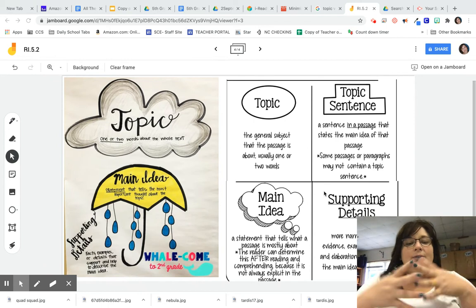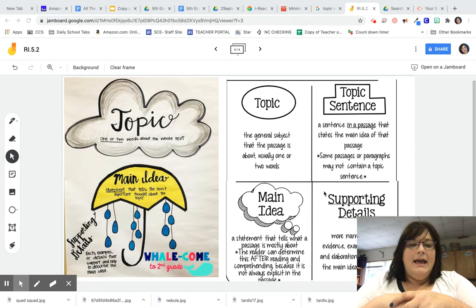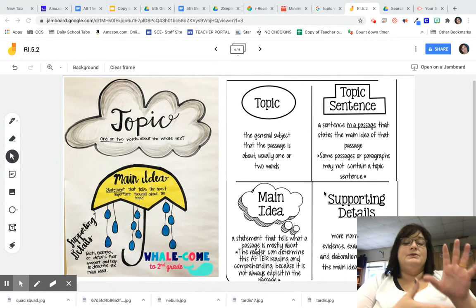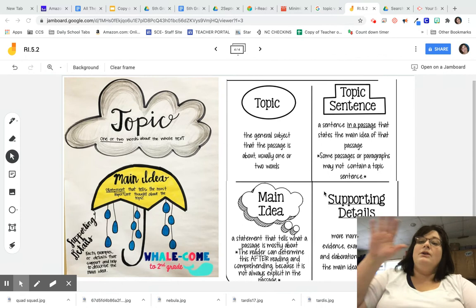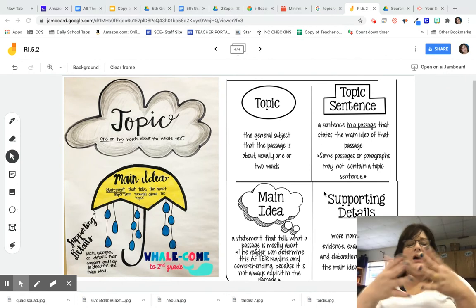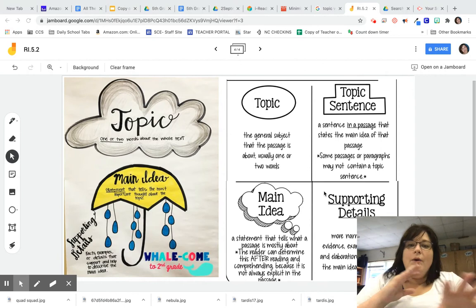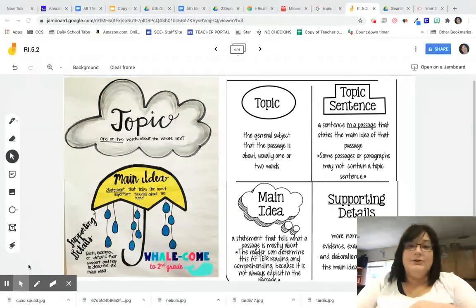So, I put together this little display for you. On the left hand side, you will see an anchor chart describing the difference between topic and main idea. And on the right hand side, you will see an interactive notebook page also describing the difference between topic and main idea. So we're going to go ahead and review those really quickly and move ahead. All right, let's take a look at the anchor chart first.